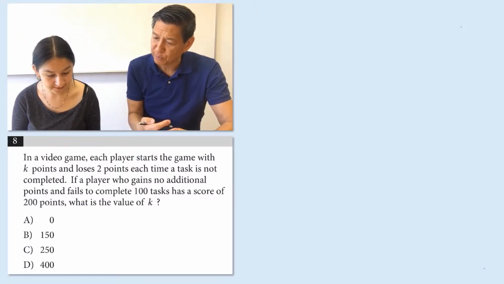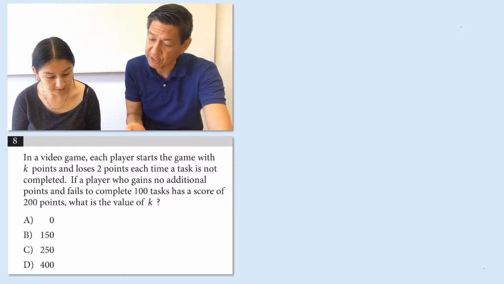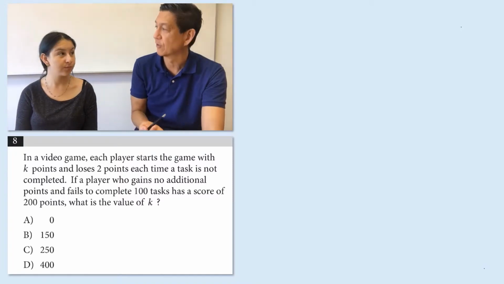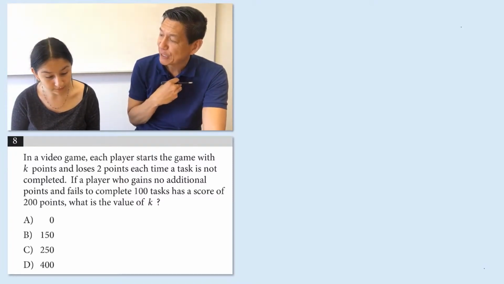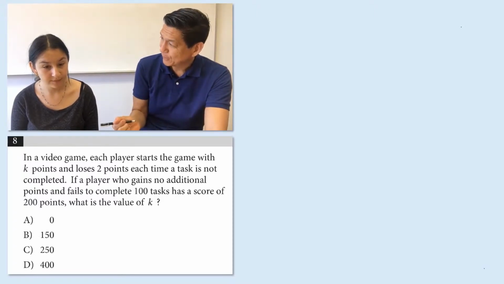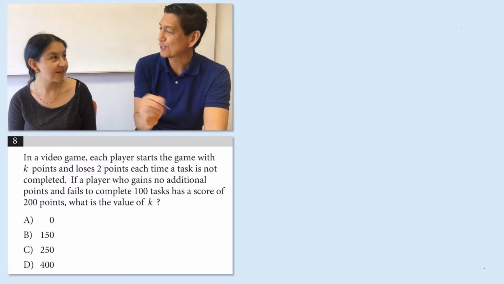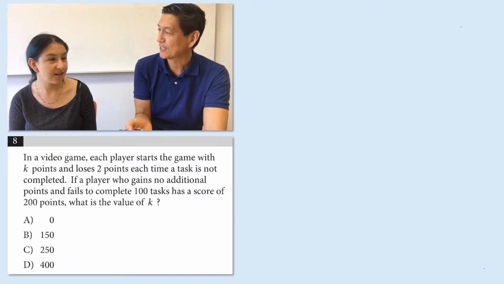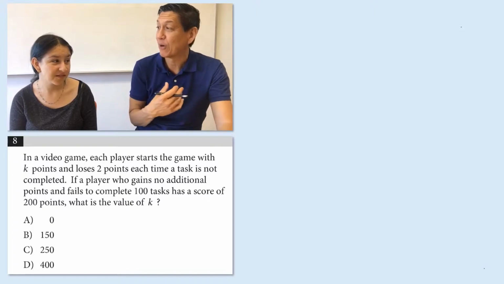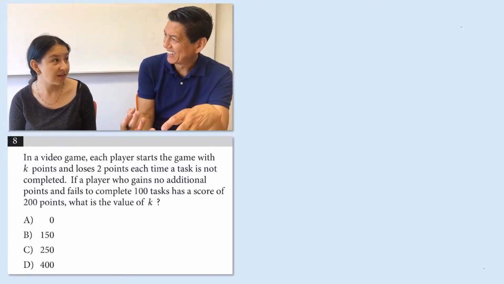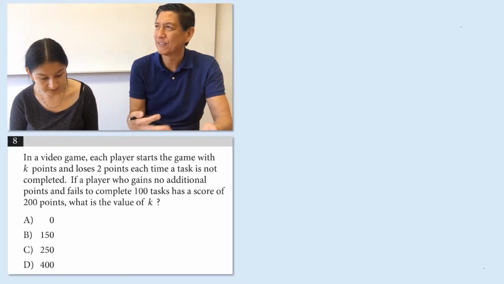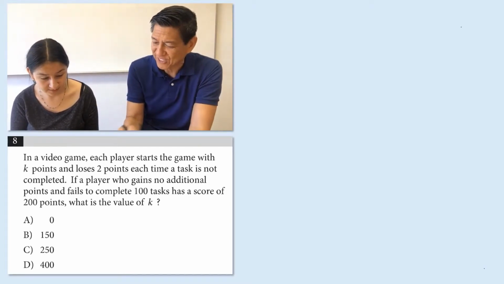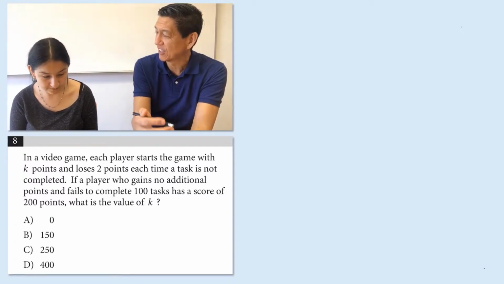Okay, and how many points are being lost every time a task is not completed? 2. Okay, so what I found super confusing about this: when I play video games, do you play video games much? Yes. What does it start at? How many points do you start at typically? I'm not sure. The ones that I play usually start with 0, and then as you do things, you get more points. You know what I'm saying? You might lose lives, but I thought this was a little confusing because you're starting with a certain number of points, and then you might lose points.